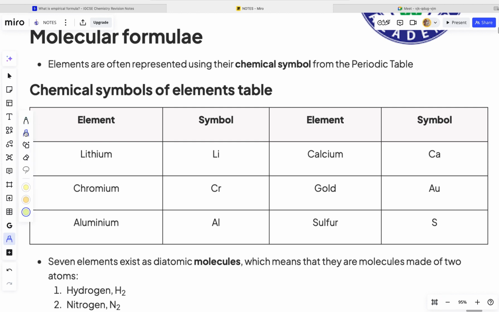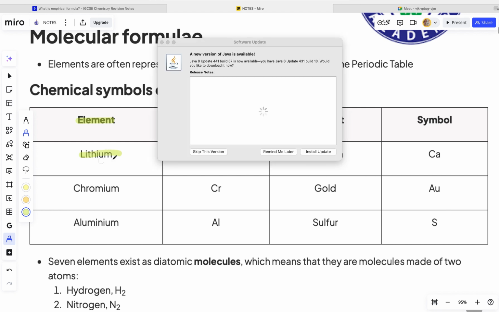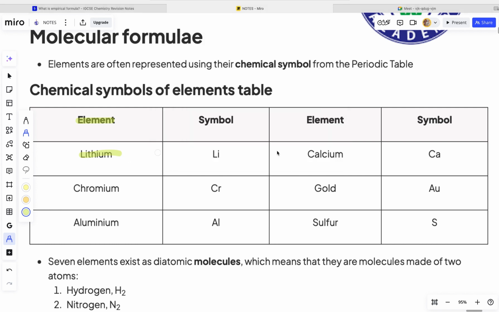So let's quickly take a look at what we have. We have elements here, and some examples with their corresponding symbols. Lithium is number 3 in the periodic table. It has atomic number 3, so it's in position 3 in the periodic table. The symbol is Li. Then we have chromium, the symbol is Cr.